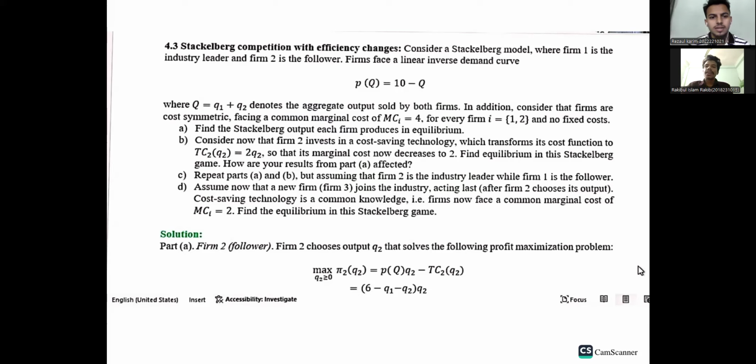Okay, let's start, Rakib. Yes, please begin. The question is about the Stackelberg model, and here is the question.